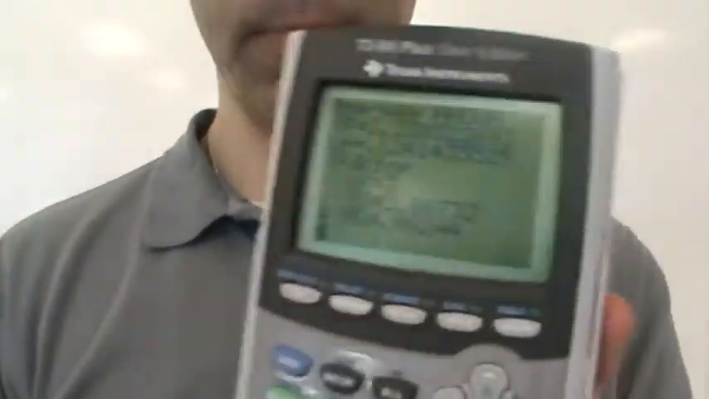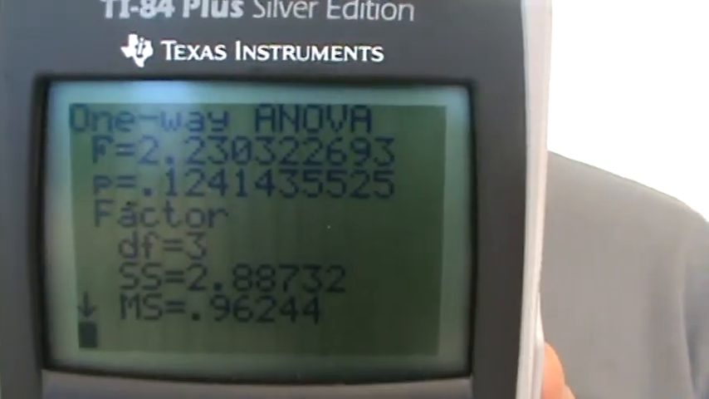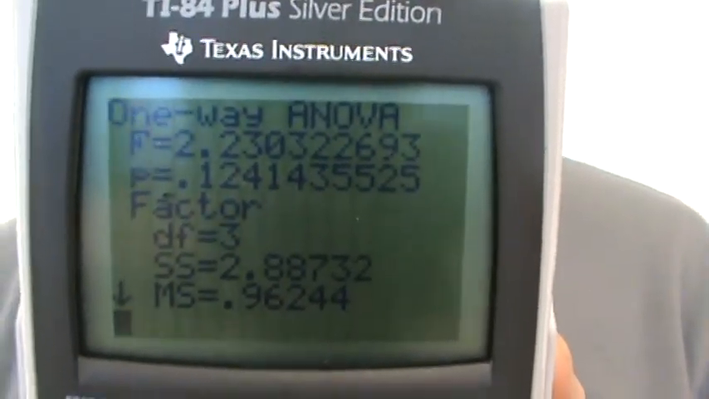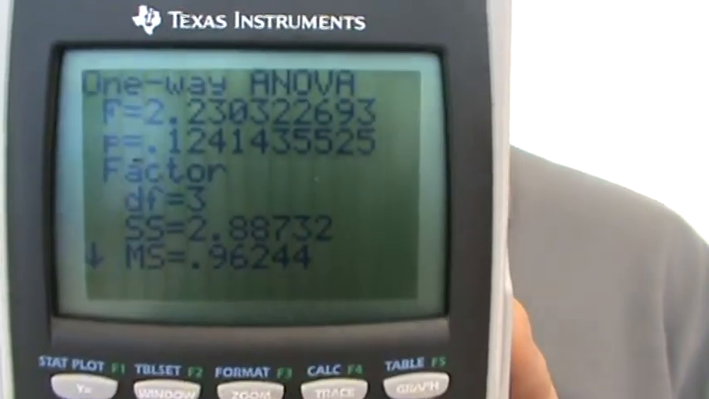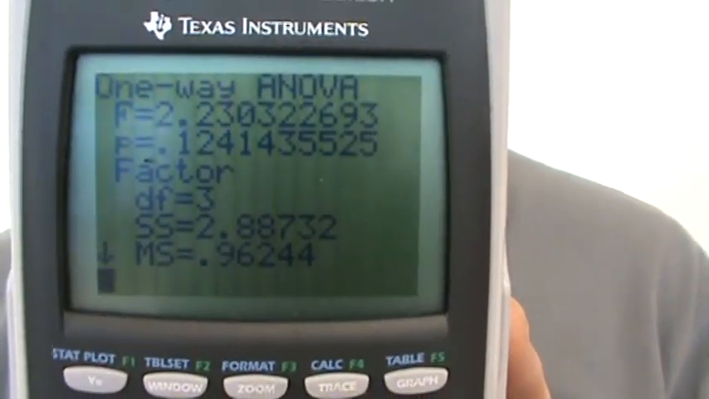But the main thing that we're going to use is the test statistic and the p-value. That's really all we need. But it gives you the whole ANOVA summary table in your calculator. So just keep that in mind.